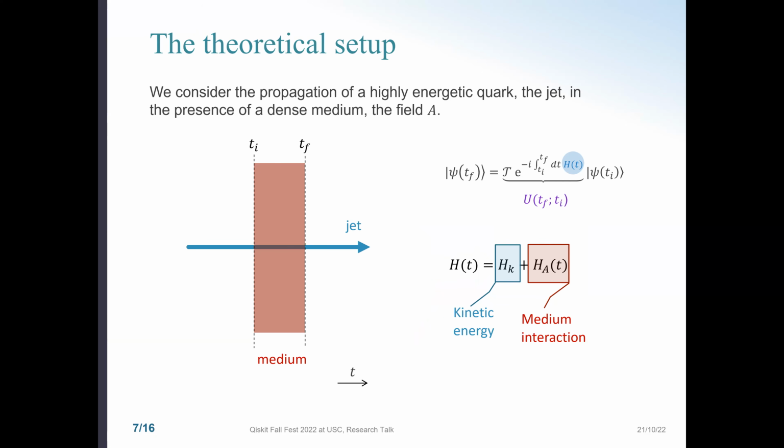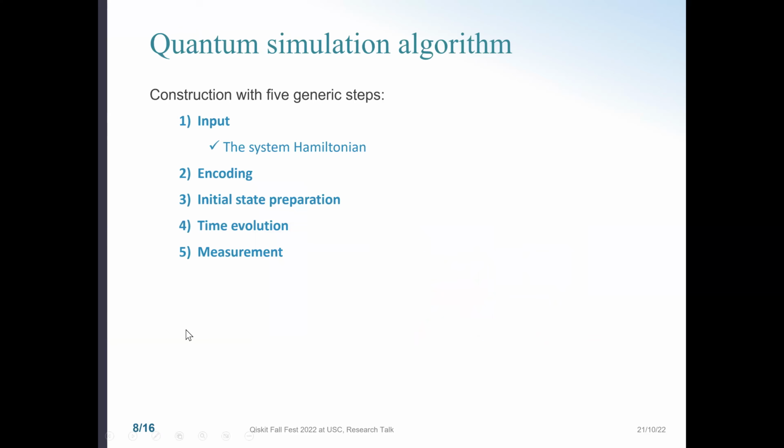And this is what I wrote previously, the evolution of the state. For this problem, the Hamiltonian contains two parts. One is the kinetic energy, because the quark itself has some momentum. And then the second piece is the interaction of the jet with the medium. That's the Hamiltonian. This is the setup.